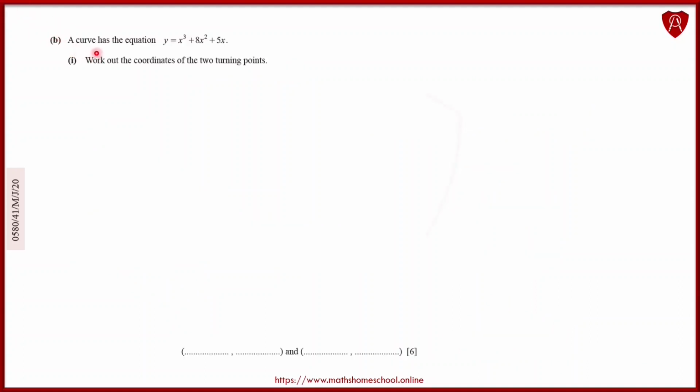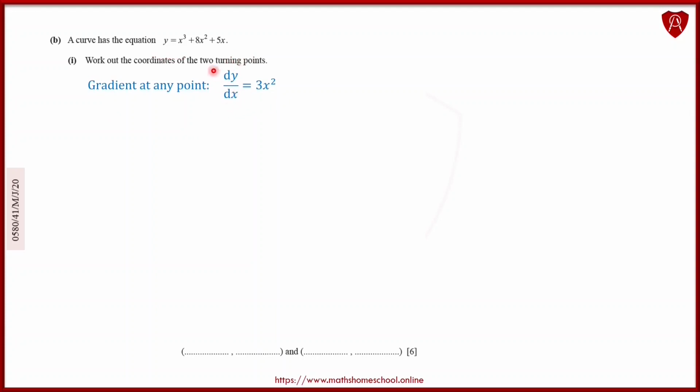A curve has the equation y is equal to x cubed plus 8x squared plus 5x. Work out the coordinates of the 2 turning points. We need to start by finding the gradient at any point of the curve, which requires us to differentiate the equation of the curve.